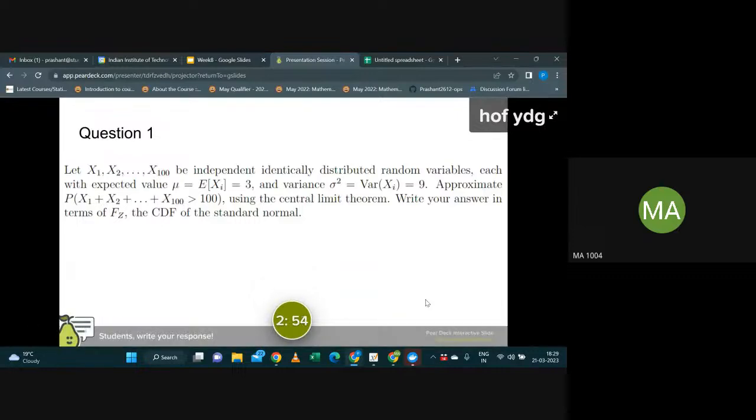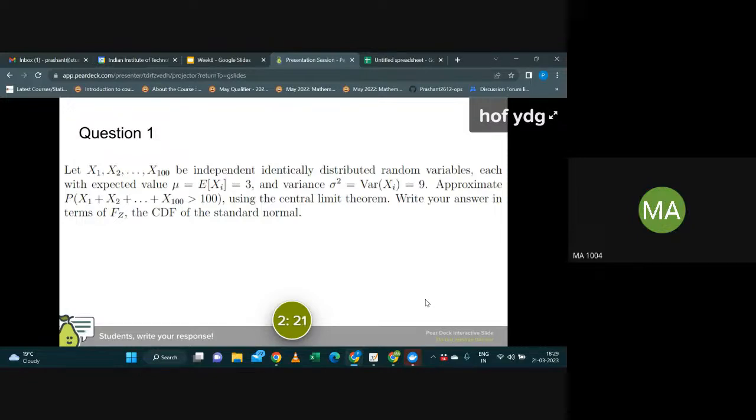Just think, we have done this in week 7 also. Suppose X1 and X2 are IID with mean mu equal to 3. What will be the expected value of X1 plus X2? N mu, sir. I just said two random variables, so it will be 2 mu, that is 3 plus 3, so 6. The same thing you have to think.